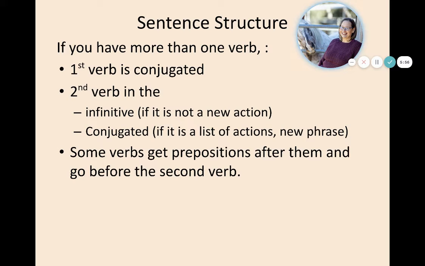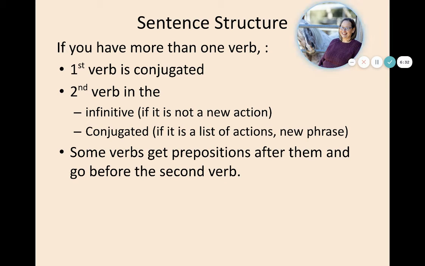If you have more than one verb in the sentence, the first verb is conjugated, the second verb is in the infinitive. That means if it is not a new action. Okay? So if I was going to say, I want to swim, swim is not going to be conjugated. It's going to be left in the infinitive form. To swim is the infinitive form.